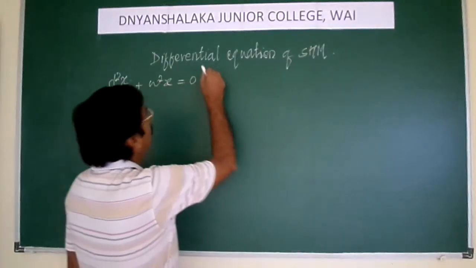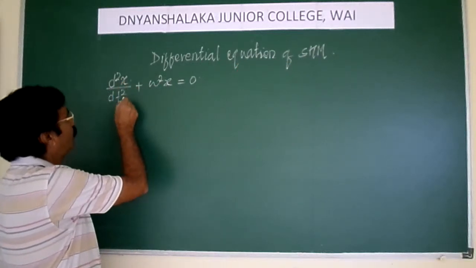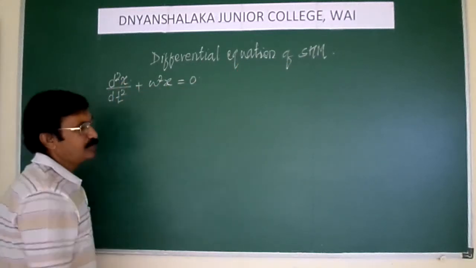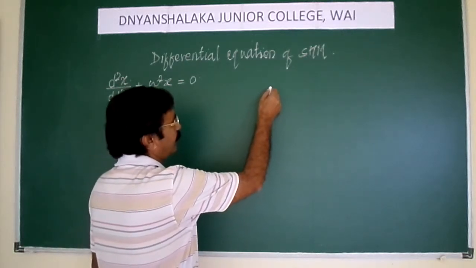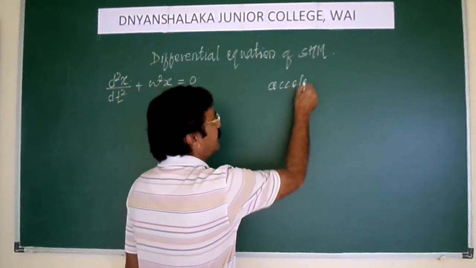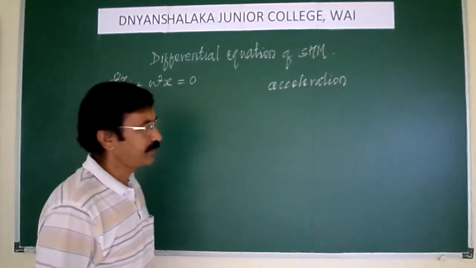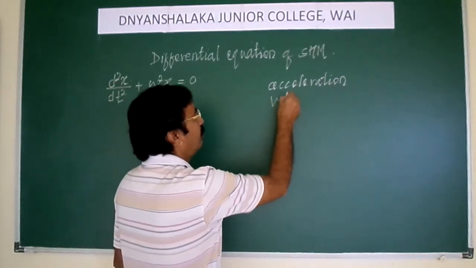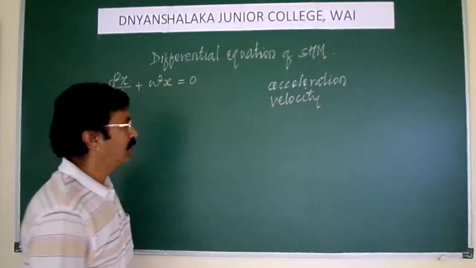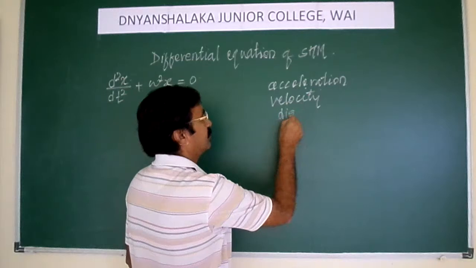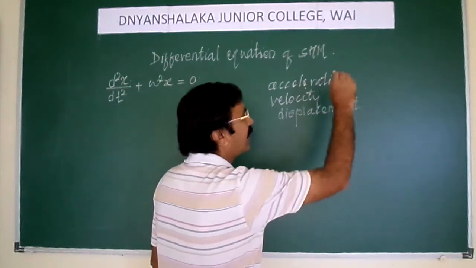Starting with the differential equation of SHM, d2x upon dt2 plus omega square x is equal to 0, we can derive the expressions for acceleration of a particle in SHM, velocity of the particle performing SHM, and its displacement in time t.